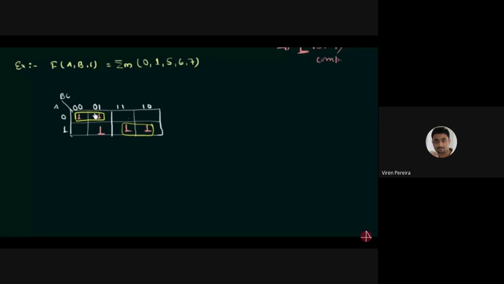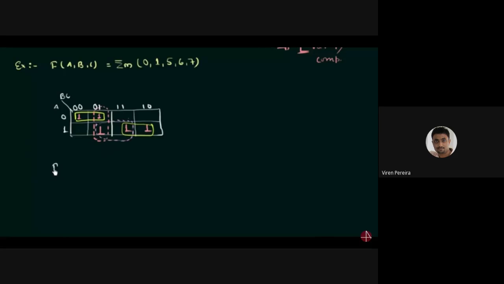The first one, let's do it in a different color. The first one is this, and the second one is with this one. So there are two ways to combine this particular one, and let's see what we get, what is the result by considering these two cases.